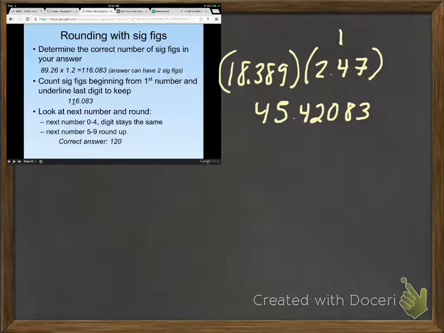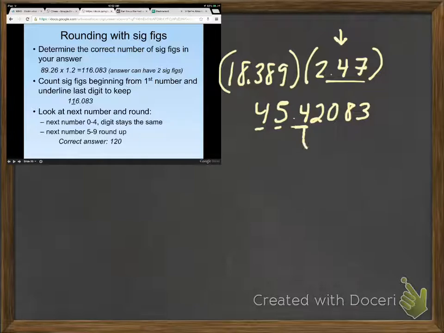If we look at the 2.47, that's got 3 sig figs. We're doing multiplication here, so we're looking for just the lowest overall number of sig figs we've got, and this gives it to us. So we can have 3 sig figs. Alright, now we're going to start from the front of the number, and we're going to count how many numbers we can keep. 1, 2, 3. And I typically underline that last digit that I'm going to keep just as a visual reminder to myself.